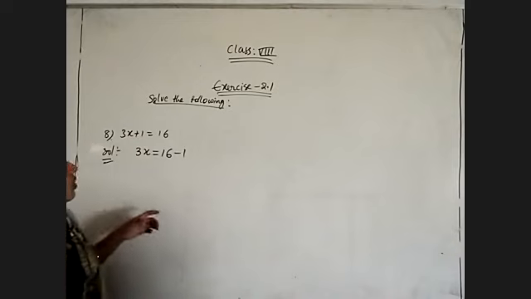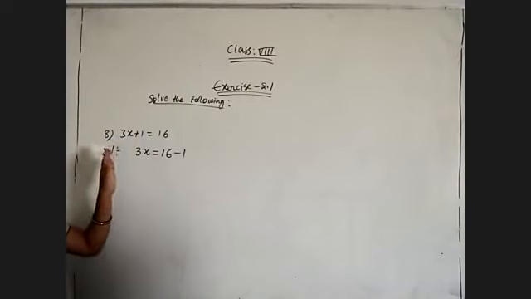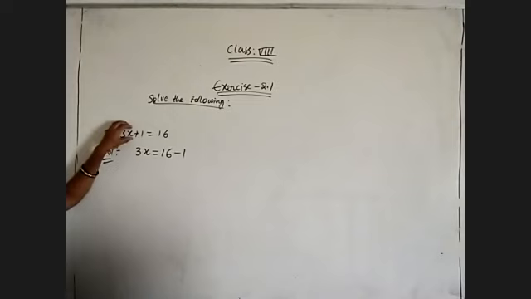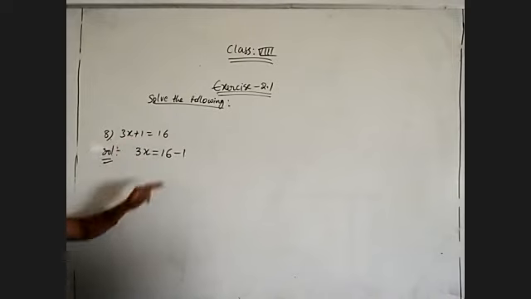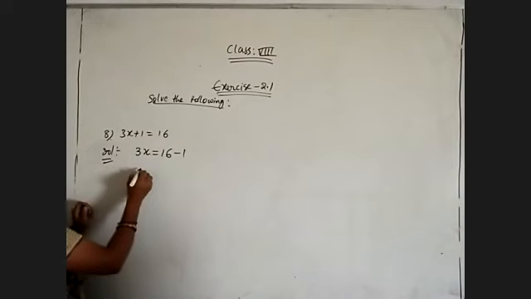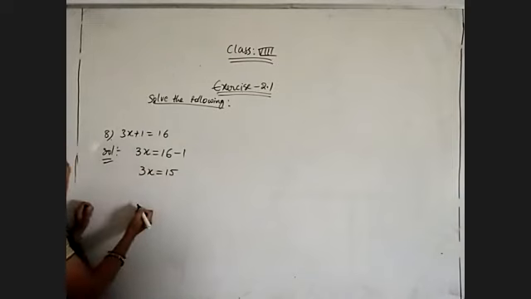Okay, now continue to this transformation. When we are finding the variable value, whatever extra terms are there, eliminate them one by one. Here 3x is in multiplication, 3 is multiplied with x, so we will not touch it first. Keep 3x there only. Plus 1, bring this side, it will become minus 1. So 3x is equal to 16 minus 1, 15.